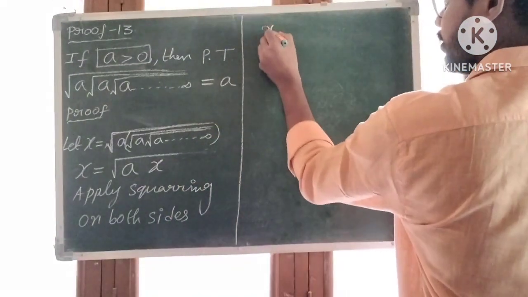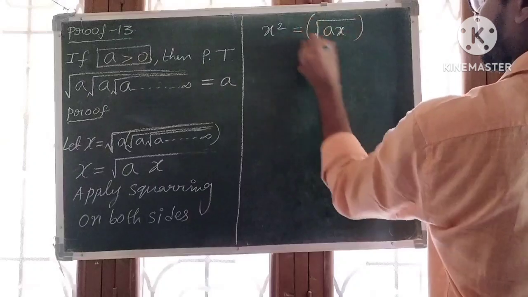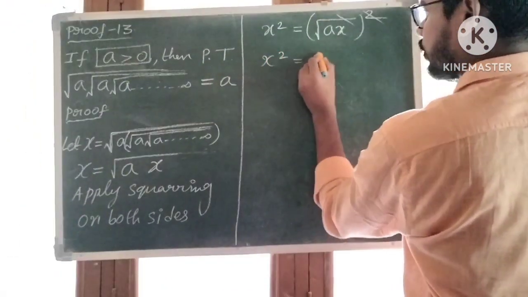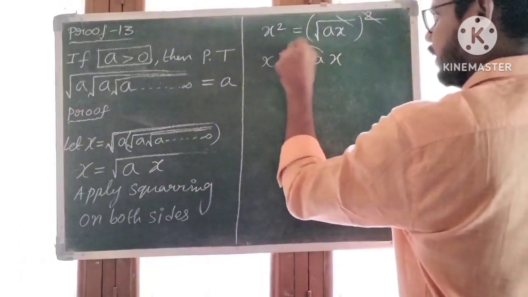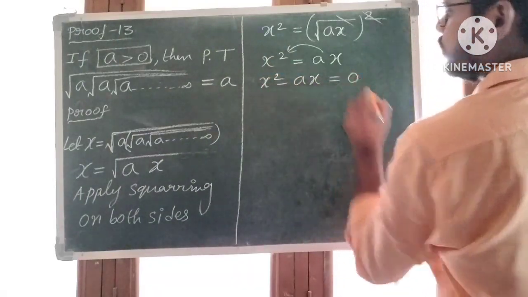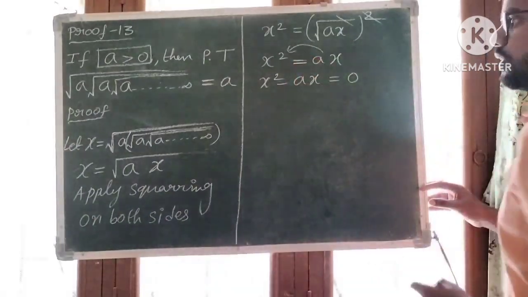So x square is equal to root over ax whole square. The square root gets cancelled. x square is equal to ax. Now transpose ax. x square minus ax is equal to 0. Positive ax becomes negative ax.